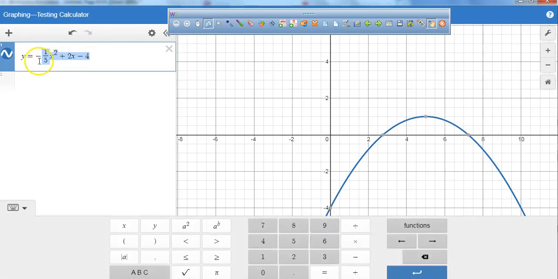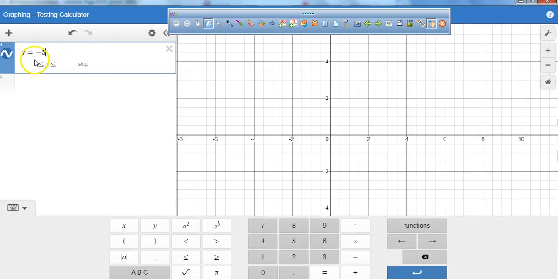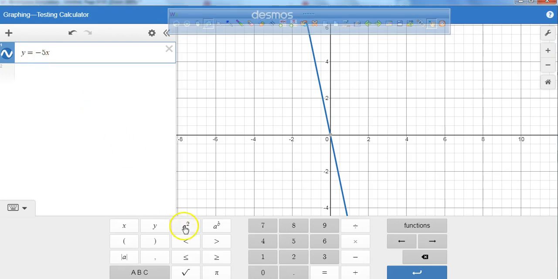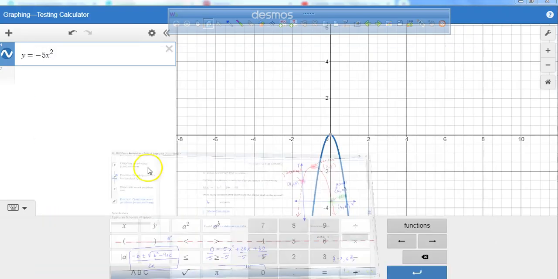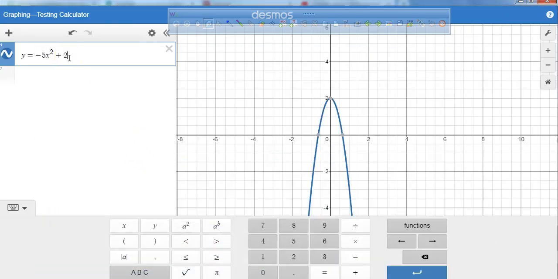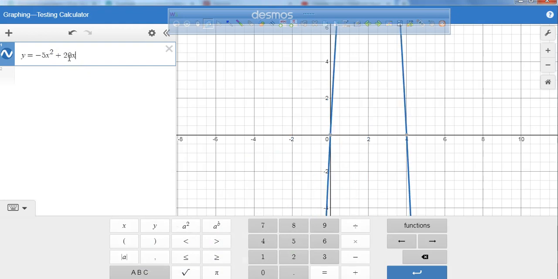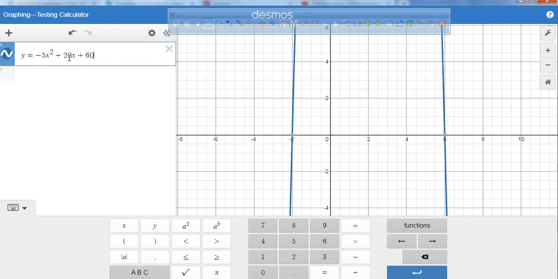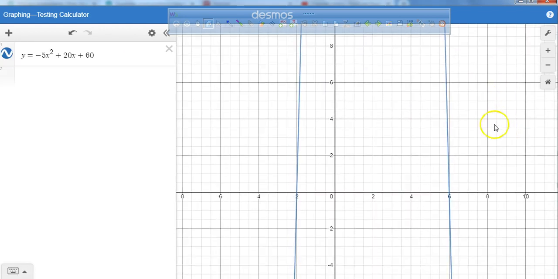I'm just going to put negative 5x squared plus 20x, and then plus a 60. Alright, and you can clearly see there's my 0 right there, 6, 0.